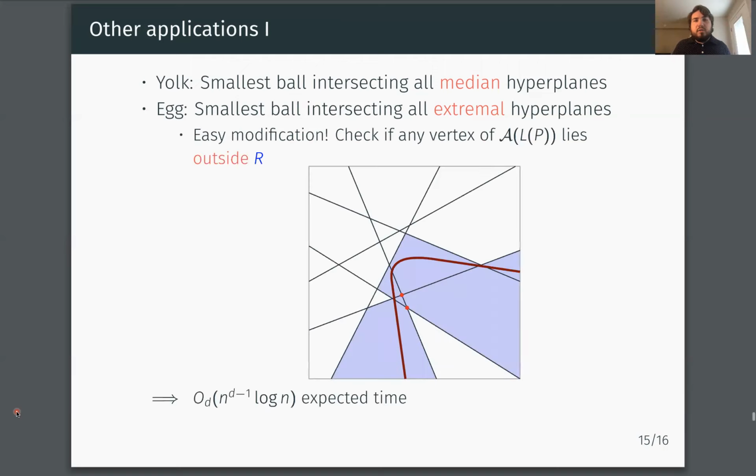And it turns out that the previous algorithm we have immediately gives you a solution to computing the egg with a small modification. Because if you remember the subproblem we had to solve for the yolk, we wanted to check if there was a vertex outside of our region R of level n over 2. Well, here we don't care about the level. We just want to check if any vertex of the arrangement lies outside R. And so you can do the exact same procedure in n log n time, which means the egg in 2 dimensions can be computed in n log n time. And in higher dimensions, you can compute the egg in n to the d minus 1 log n time.